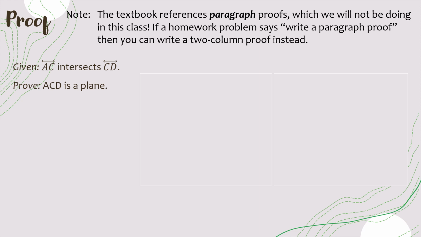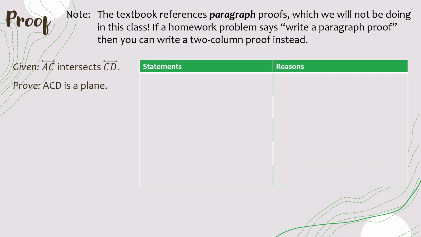Here's going to be our example, though, that we're going to write together. We are given the information that AC intersects CD. So these 2 lines intersect. And what we're trying to prove is that ACD is a plane. Okay, so if you don't have one already, draw yourself a big 2-column table where we're going to be listing out statements and reasons. Give yourself enough space to write some things in both columns. I also might draw just the simplest of diagrams.